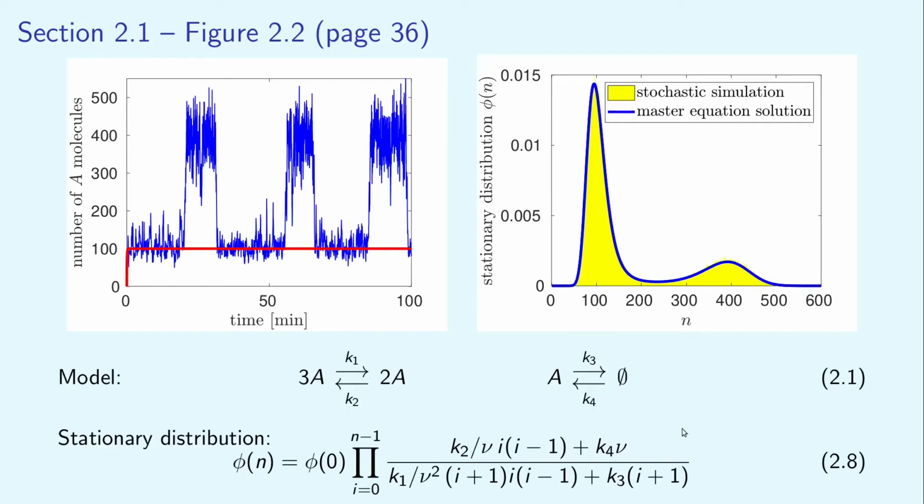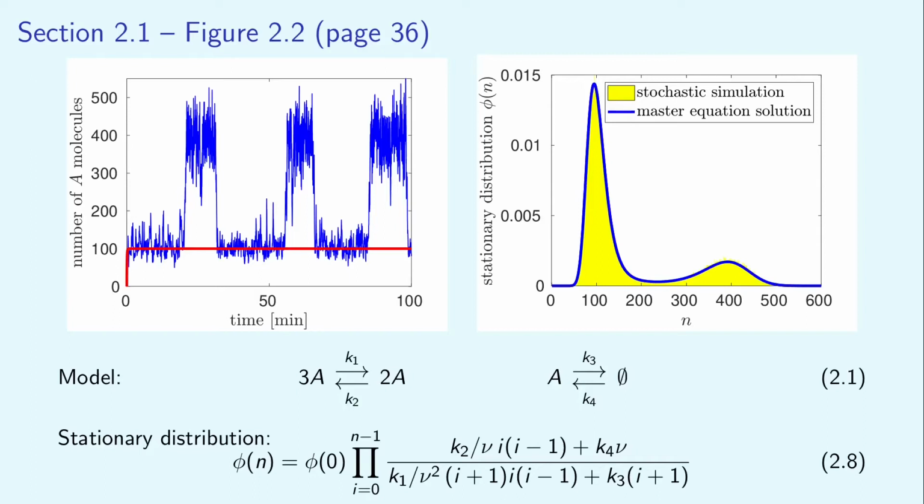Since model 2.1 is a very simple chemical system, we can also easily obtain the stationary distribution from the chemical master equation. It is given as formula 2.8, which is plotted here as this blue line. The comparison is excellent. There is no visible error between the yellow histogram and the blue line. In exercise 2.3 on page 56, you are asked to obtain similar results for other parameter values.